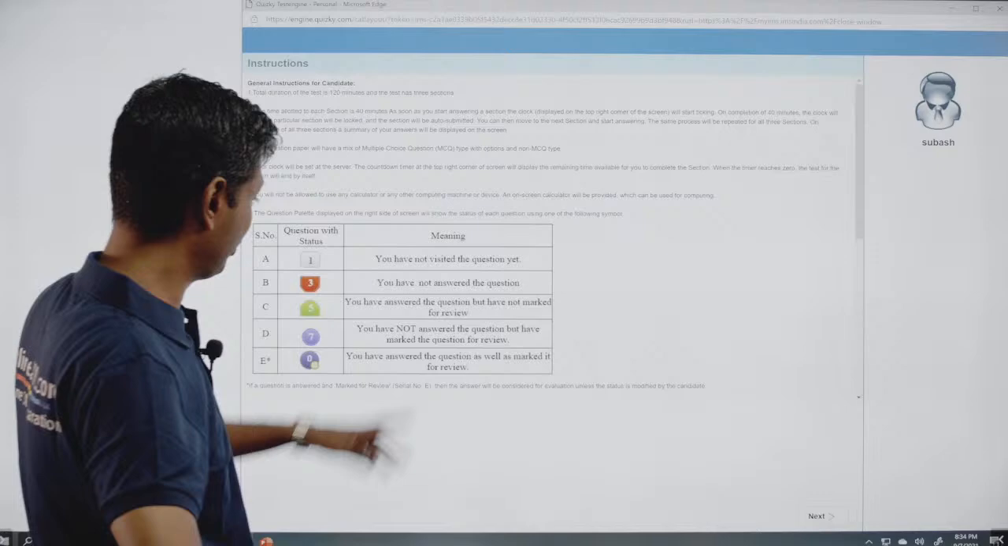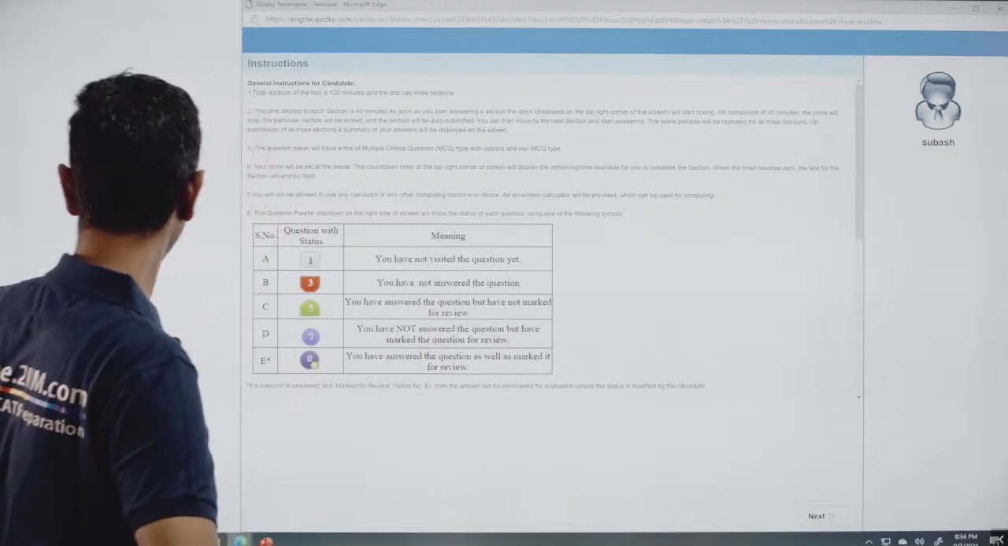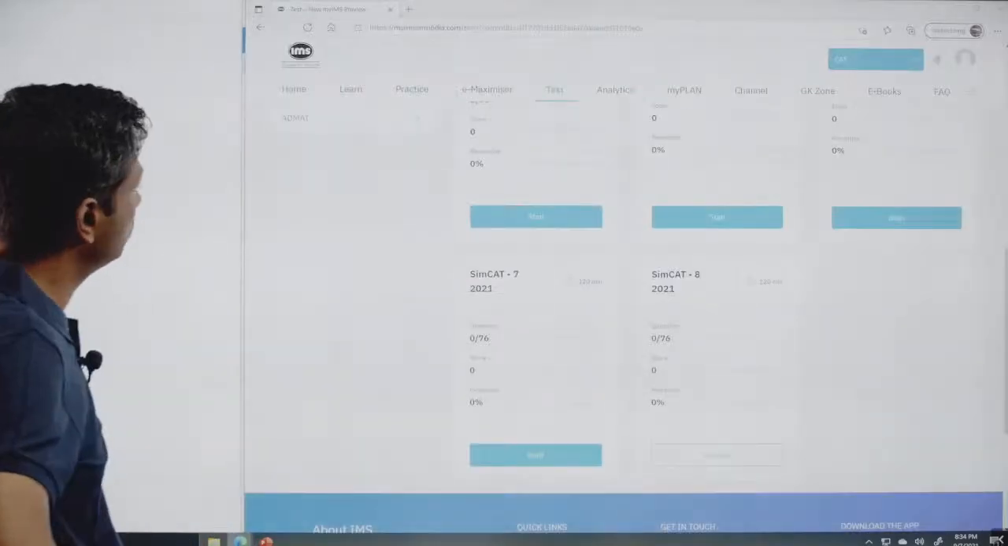The user interface is here and then the solving interface is here. So this is the solving interface, so let me just set this up.